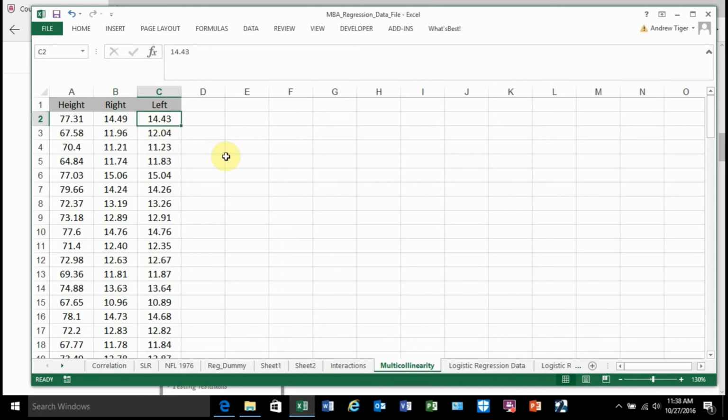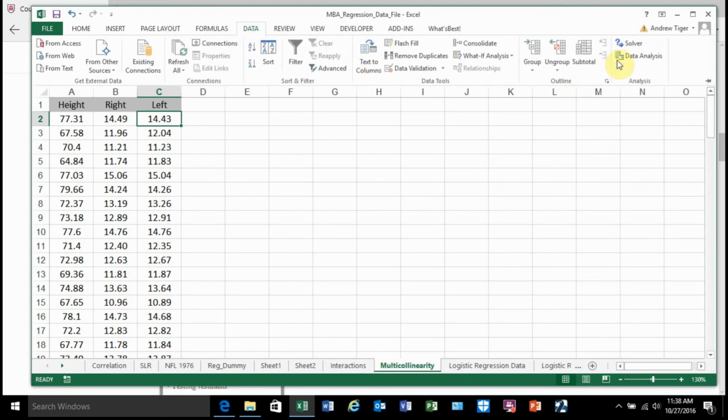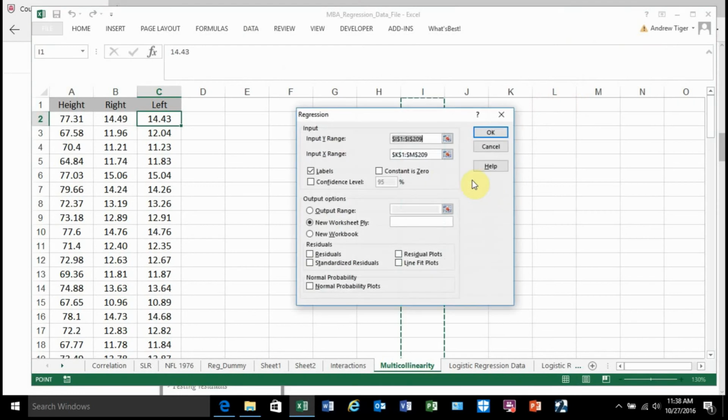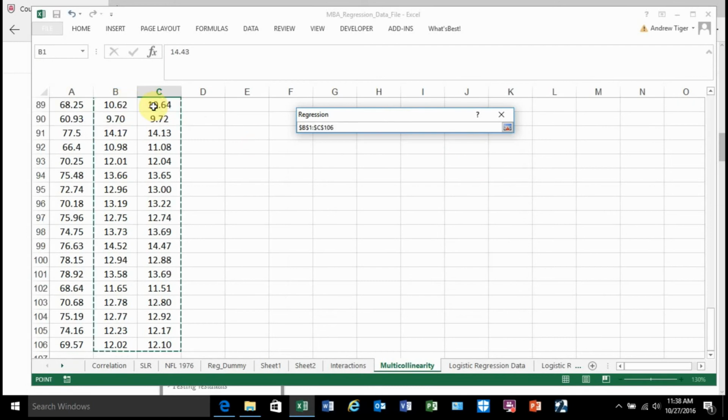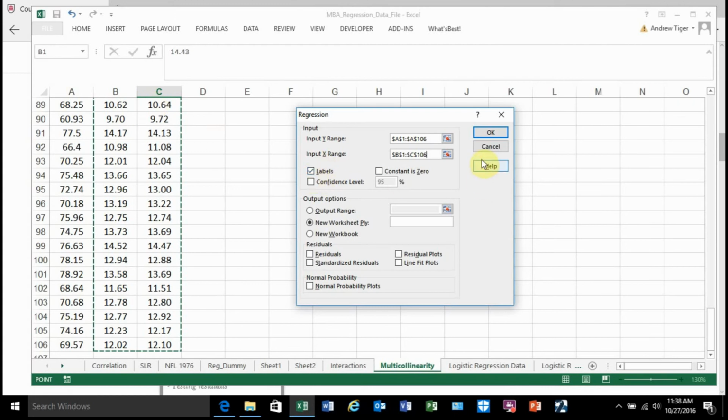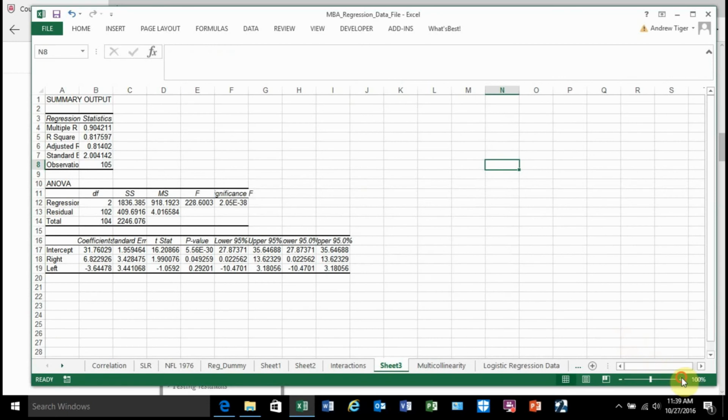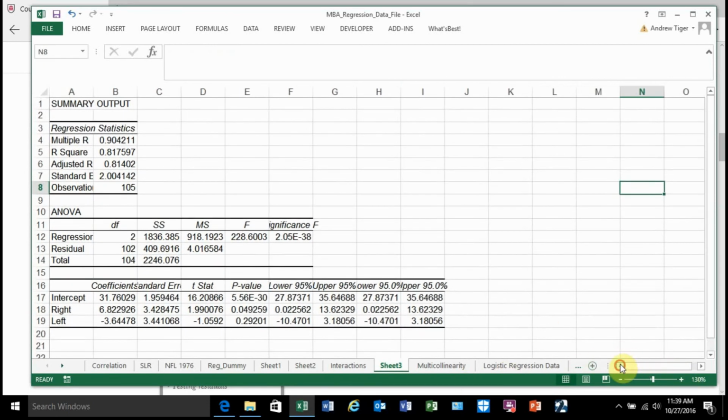Well, that's possible. You can see what the problem is: the right foot and the left foot are going to be really, really highly correlated. So let's go ahead and do it, even though it's kind of silly. Let's go ahead and build a regression model where we're predicting the height as a function of both the right and left foot. And I'm going to generate, there's the data. Now let's kind of work our way through what it says.